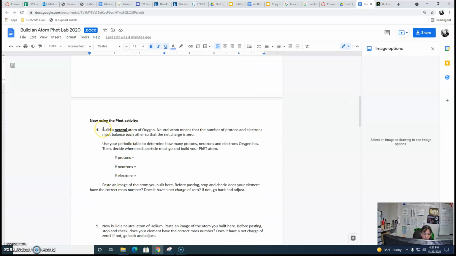So the first thing it's asking you to do in question number 4, it's asking you to build a neutral atom of oxygen. So I'm going to show you how to do that, and then you guys are going to make your own models. So to build a neutral atom of oxygen, first of all, what does the word neutral mean? The word neutral means that it's not positive and it's not negative. It's neutral, meaning that the positive charges, the protons, perfectly balance the electrons, the negative charges, in your atom.